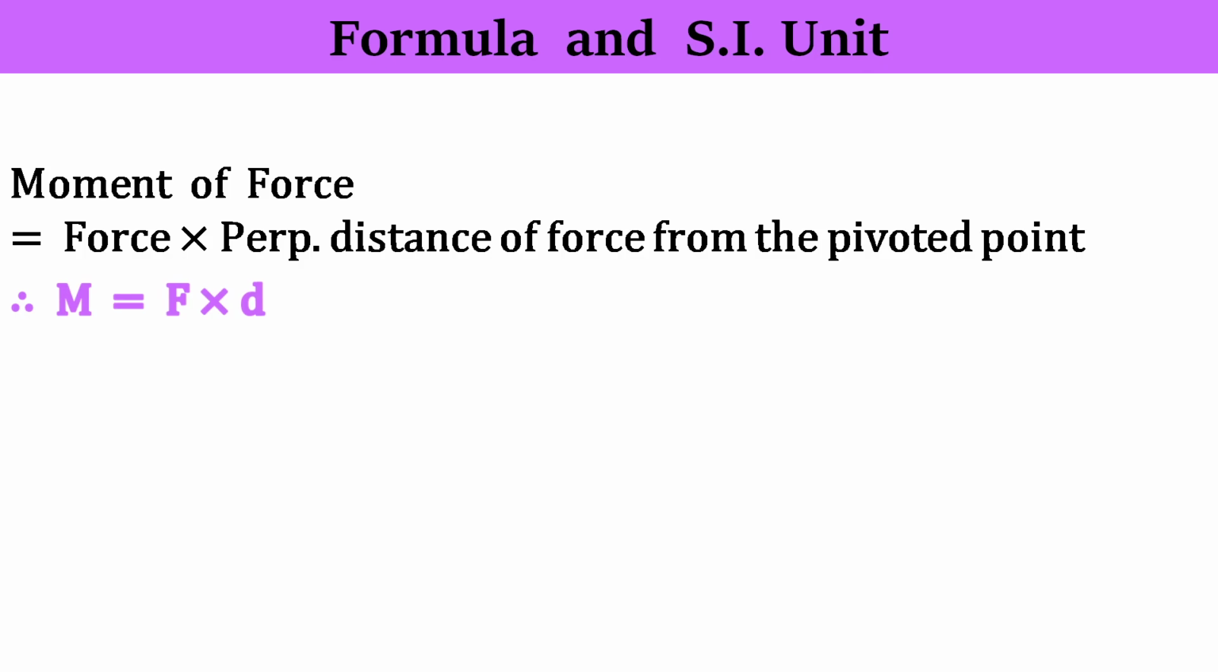Children, you can see there are three unknowns, M, F and D. And if a numerical is given, then they will give you two things known to you and one will be unknown. Suppose they give you the value of F and the value of D, then they will ask you to find moment of force. But if they give you moment of force and force, then they will ask you distance. Two known things will be there and one unknown. I hope it is clear.